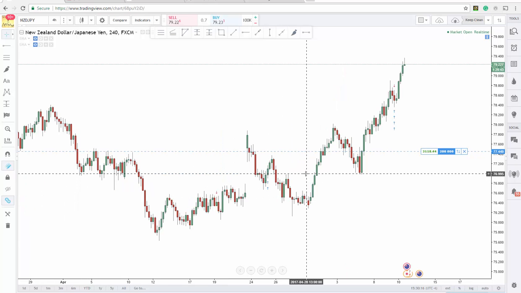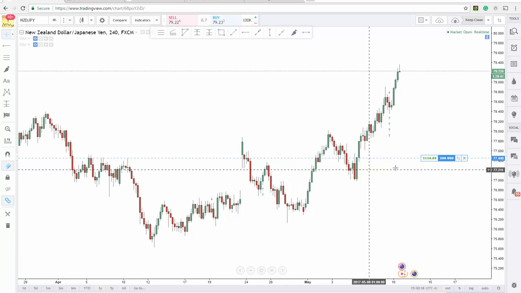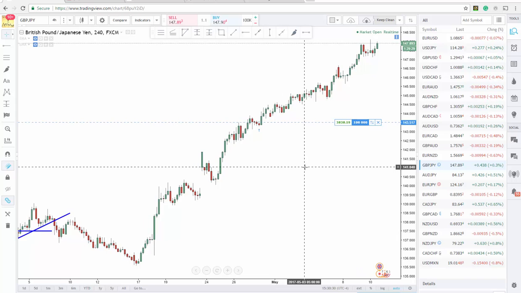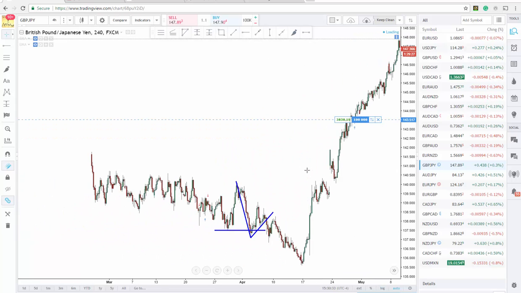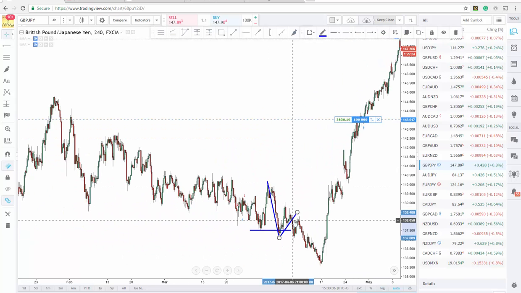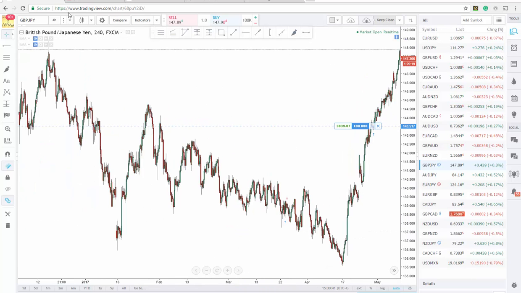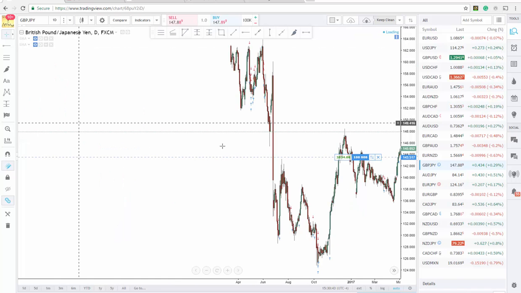So let's go ahead and take a look at one more pair before we end this video. The next pair we're going to take a look at is the pound yen. And on this pair we had a very similar trading opportunity. And again, we'll zoom out the charts. Let me delete a few of these lines. Sorry about that, guys. And actually, let's take a look at a daily chart here on this specific pair.